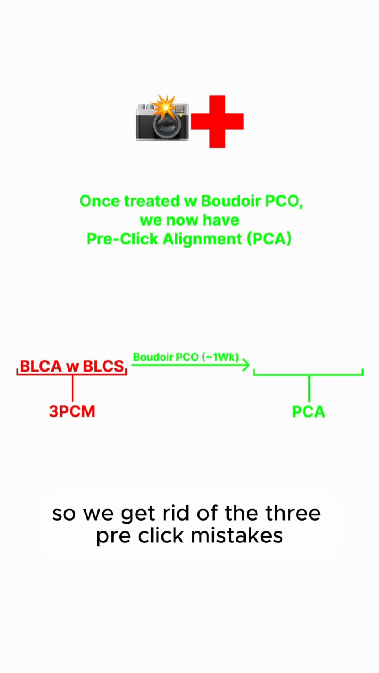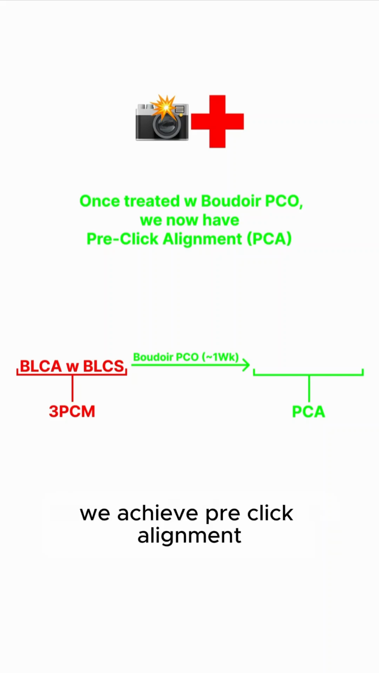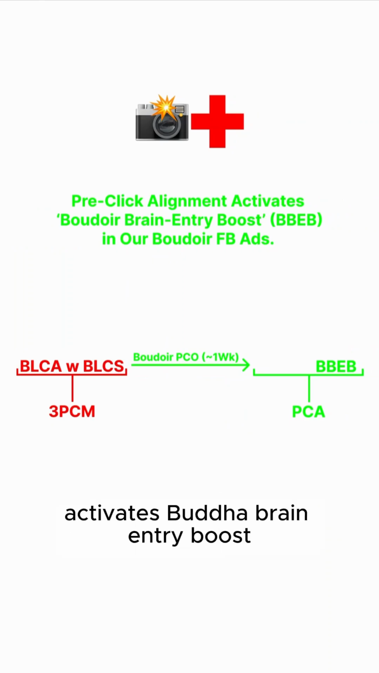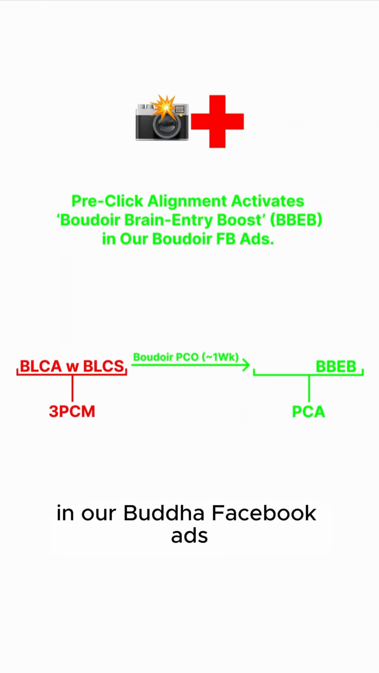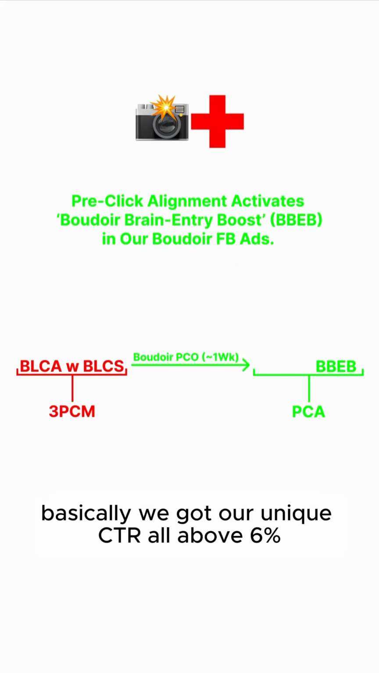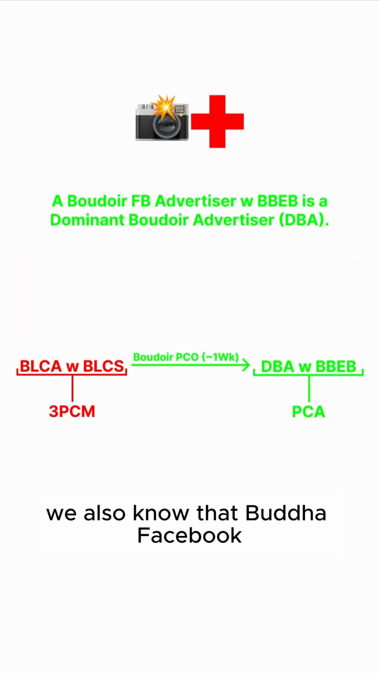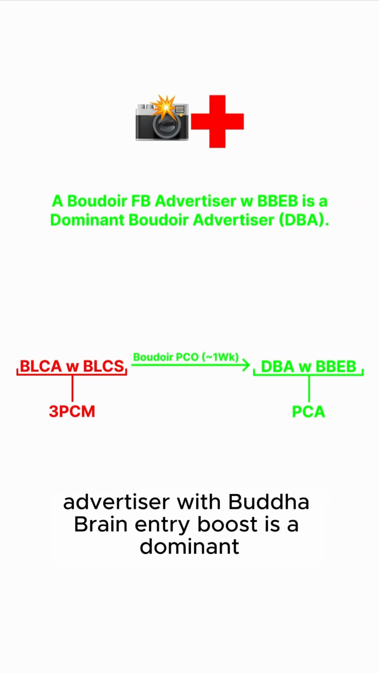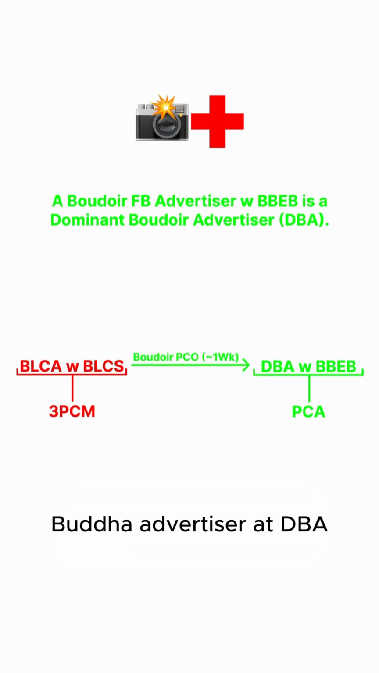So we get rid of the 3 pre-click mistakes. We achieve pre-click alignment. And pre-click alignment activates Boudoir brain entry boost in our Boudoir Facebook ads. Basically, we got our unique CTR all above 6%. We also know that a Boudoir Facebook advertiser with Boudoir brain entry boost is a dominant Boudoir advertiser, a DBA. So this is our full universe.